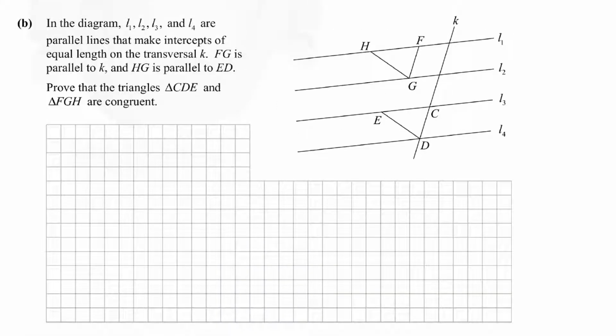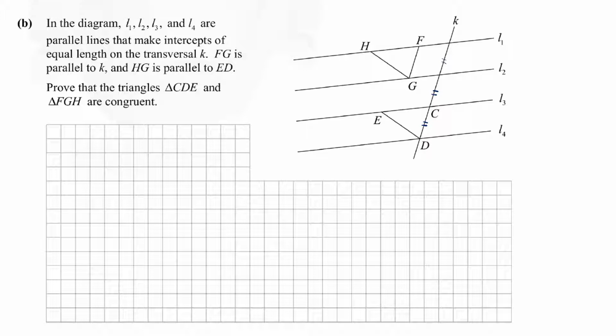So part B of this then said, in the diagram, L1, L2, L3 and L4 are parallel lines that make intercepts of equal length on the transversal K. Now that's actually one of your theorems that you need to know, but they've given that to us anyway. So we know that these lengths are the same. So I'm going to just go through and show the lengths that they basically told us are the same. So they've said this length equals this length equals this length.